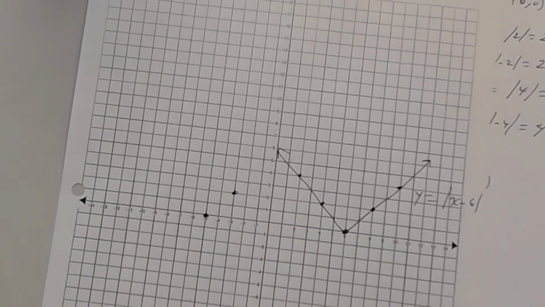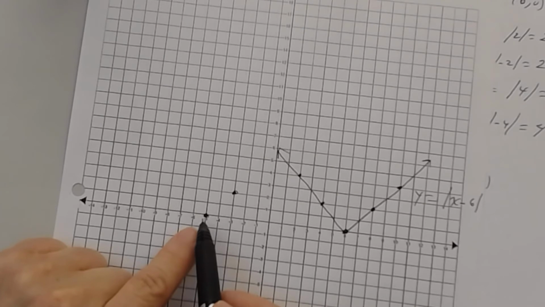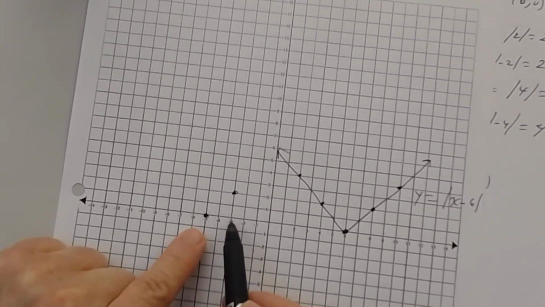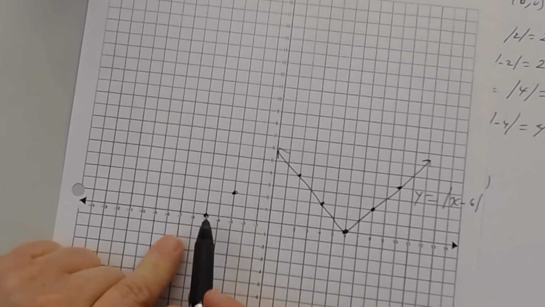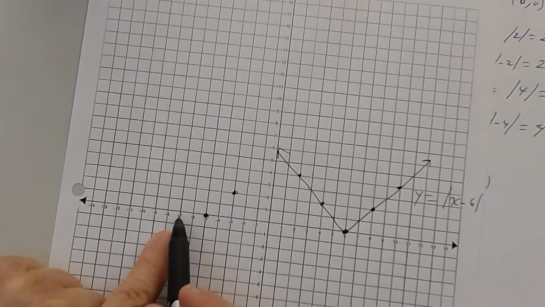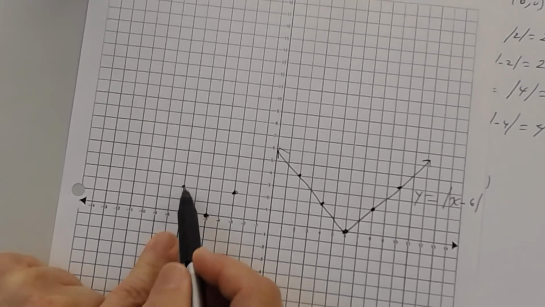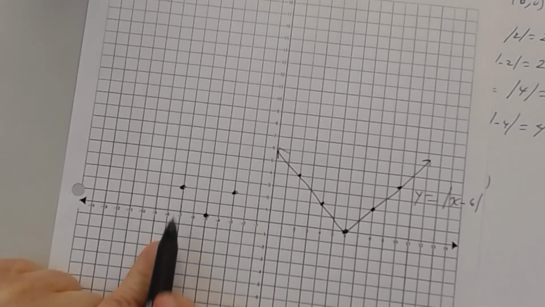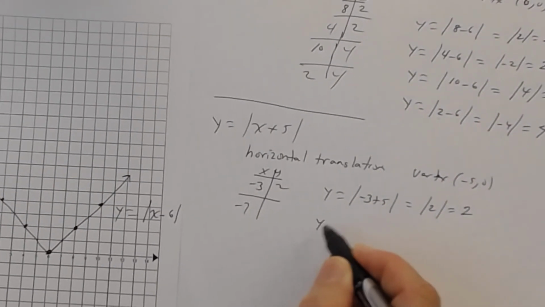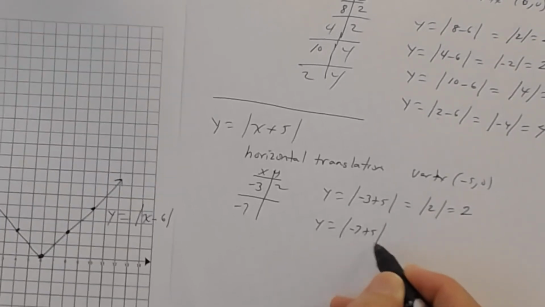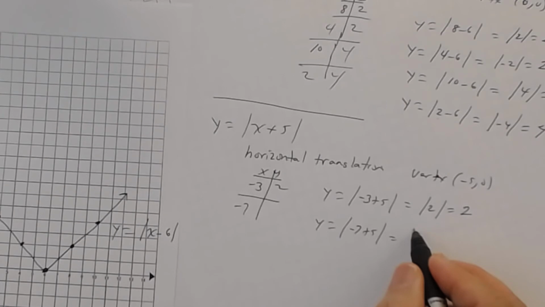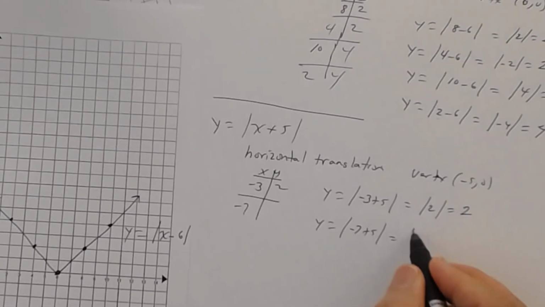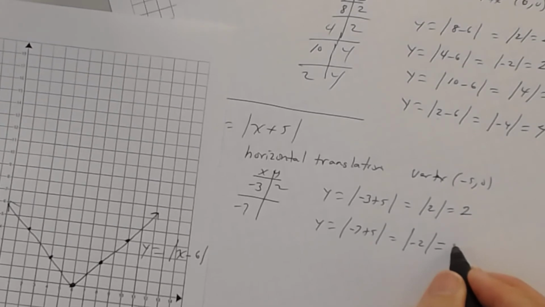Now let's use symmetry to find the other side. From the vertex, I went how many units to the right? 2. And what was the y value? The y value was positive 2. So now I'm going to go 2 units to the left, and my y value better be what? 2. Okay, let's check it. What's my x value? Negative 7. So I get y equals the absolute value of negative 7 plus 5. What's negative 7 plus 5? Not 2. Negative 2. And what's the absolute value of negative 2? 2.